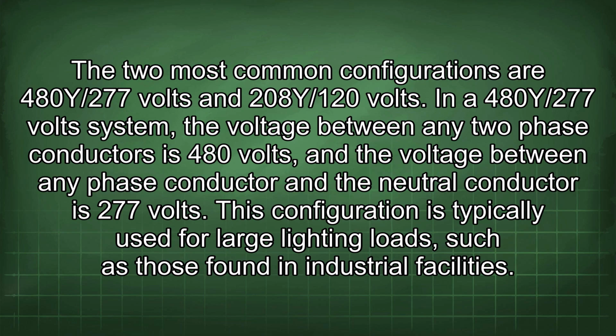In a 480Y/277 volt system, the voltage between any two phase conductors is 480 volts, and the voltage between any phase conductor and the neutral conductor is 277 volts. This configuration is typically used for large lighting loads, such as those found in industrial facilities.